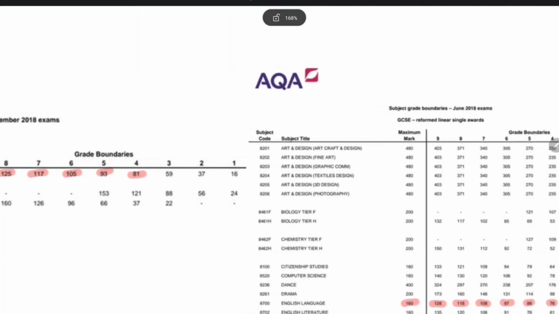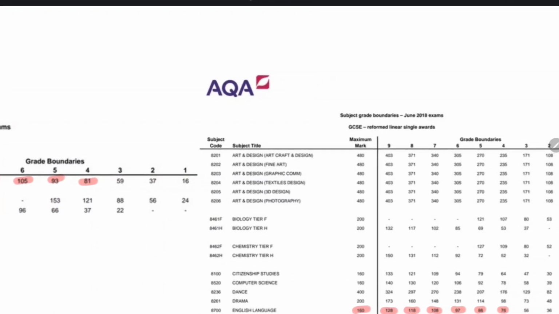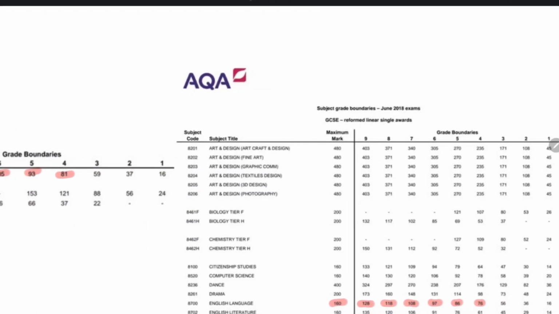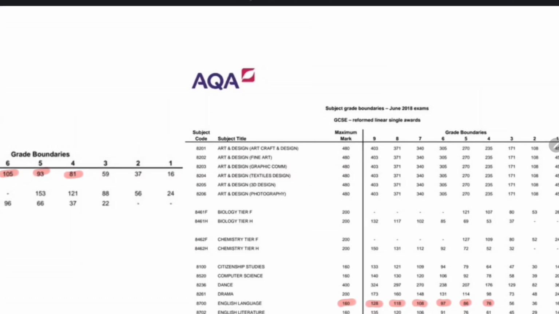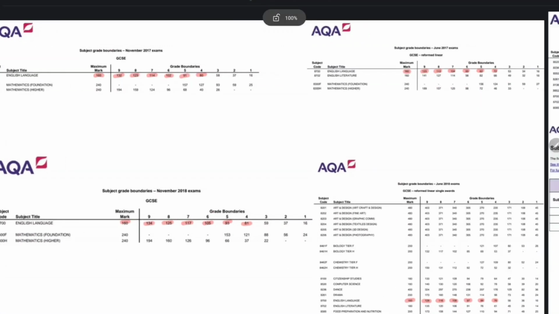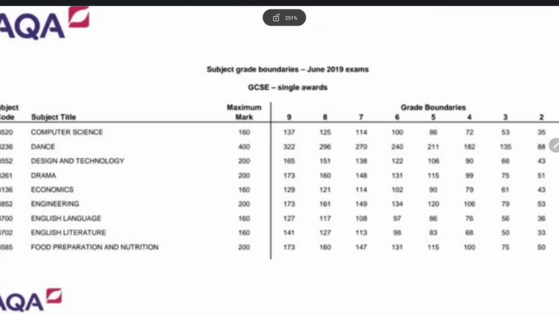And if you compare it, for grade 9, November 2018 was 134. And for June, so that was a couple months before in the summer, it was 128. So the difference literally here was 6 marks for a grade 9. So that was 2018. Now moving on to June 2019 for English.